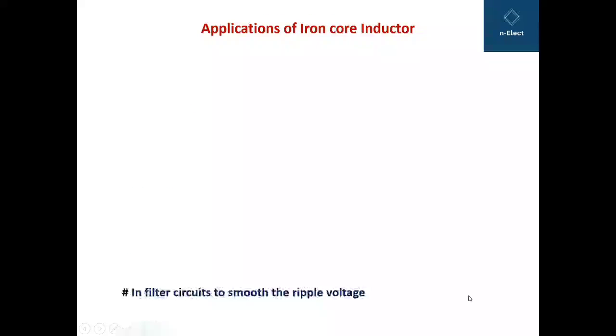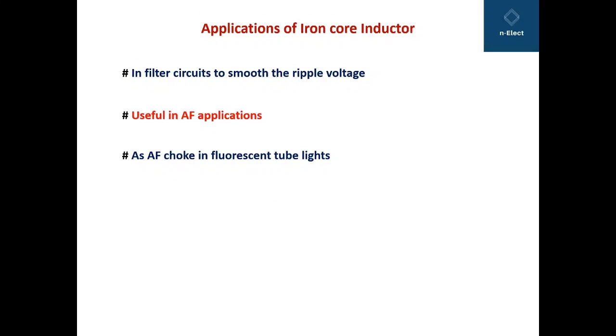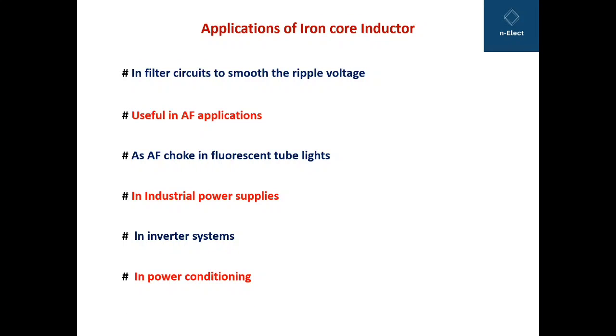Applications of iron core inductors: in filter circuits, to smooth the ripple voltage, iron core inductors are used. Then they are used in AF applications. They are used as AF choke in fluorescent tube lights. They are used in industrial power supplies also, and in inverter systems, along with power conditioning.